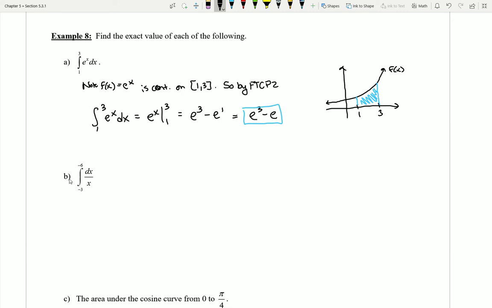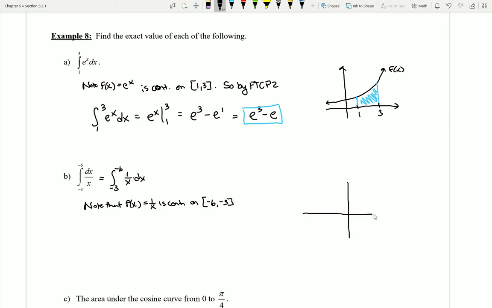Let's take a look here at part B. This is kind of strange. Notice I could rewrite this almost immediately as the integral from -3 to -6 of 1 over x times dx. I could take the dx and pull it off the top of the fraction. And so, again, I can start by just saying, note that f of x equals 1 over x is going to be continuous on the interval here from -6 to -3. Notice that -6 is actually going to be the lower value here. So when I write my interval, I want to write it low value to high value.